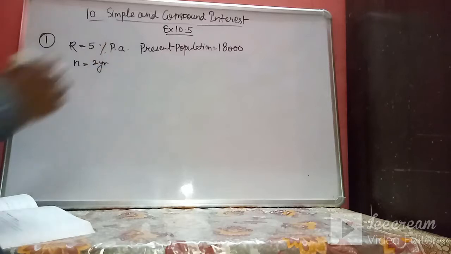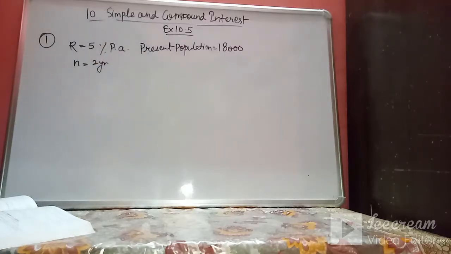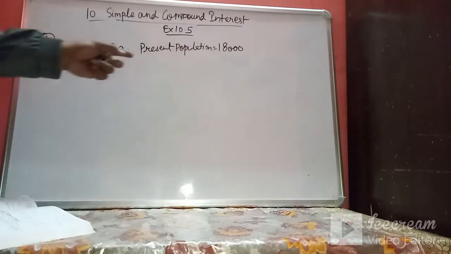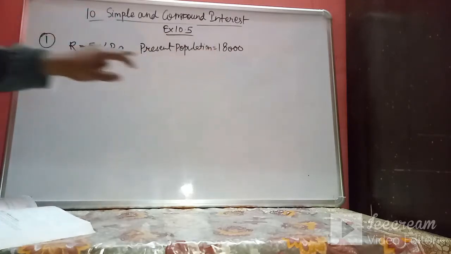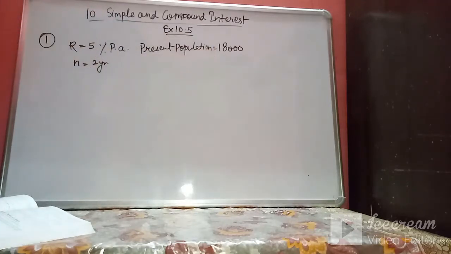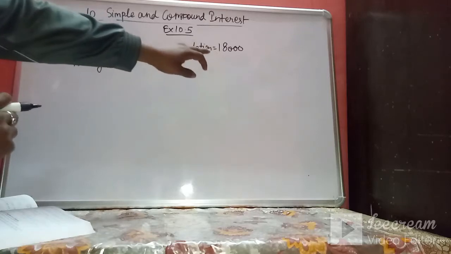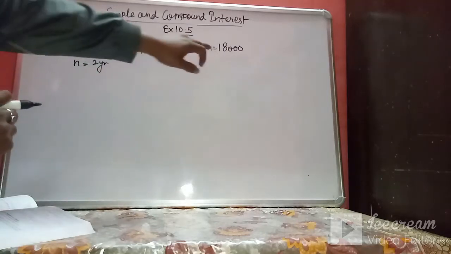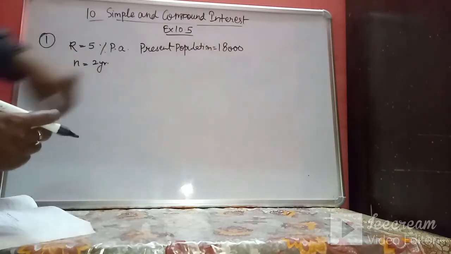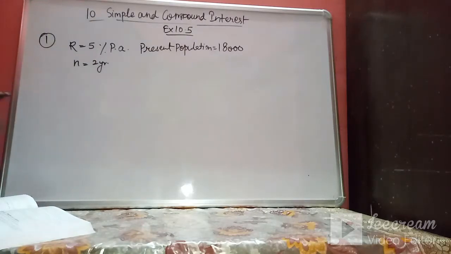So it is an application of compound interest because in the first year the present population is increased by 5%. Then for the next year the population will again be increased by 5%, that is 5%, which means 900. So for the next year the present population you will take as 18,900. So it is one of the applications of compound interest.